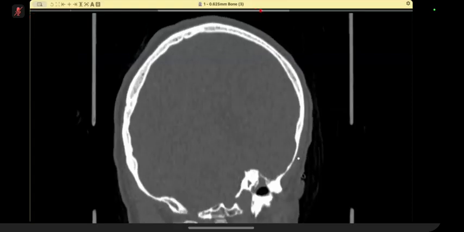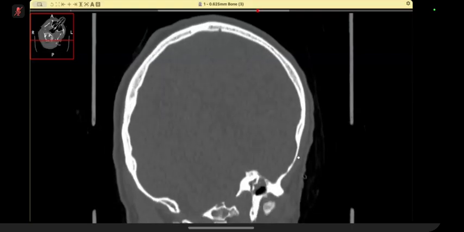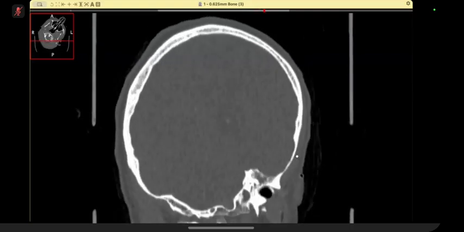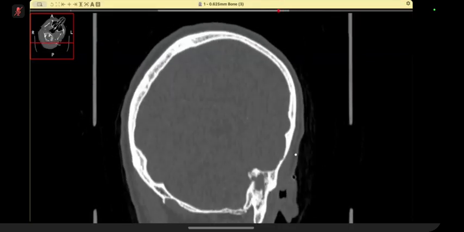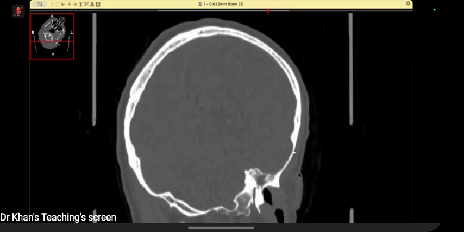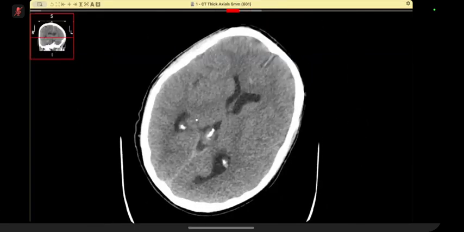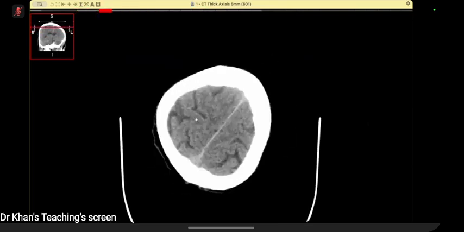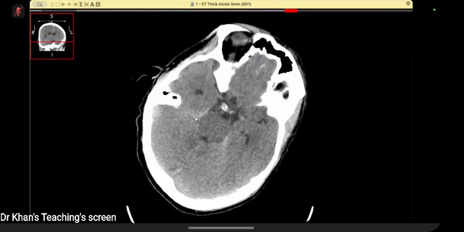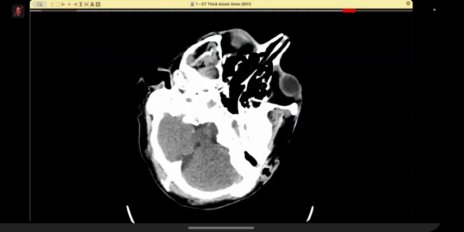What is your conclusion? If the patient has presented acutely with fever and constitutional symptoms, it can be acute mastoiditis, but I would also like to see the soft tissue window to see the status of the adjacent brain.